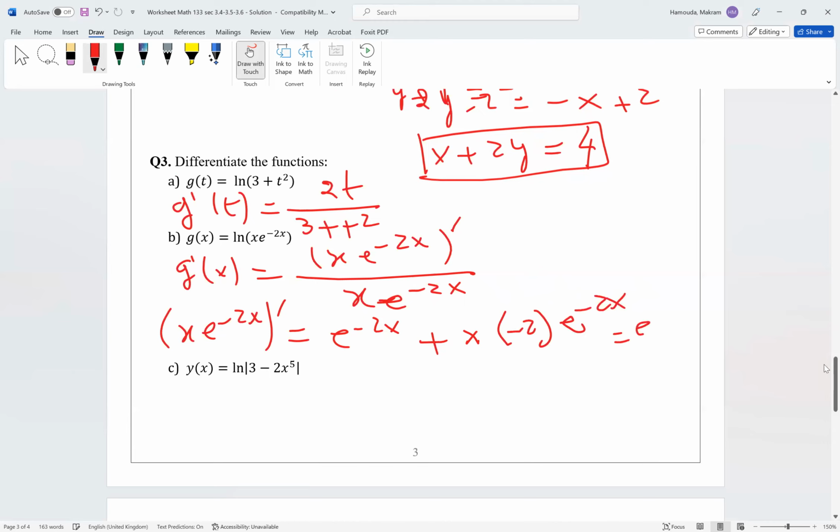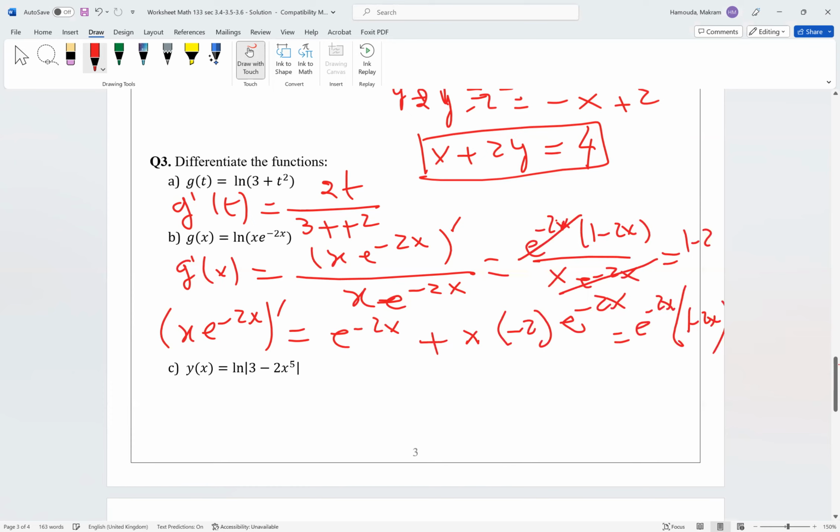So in the end, it's e to the minus 2x as a common factor, times 1 minus 2x. Plug this into the result, and that's it. e to the minus 2x times 1 minus 2x over x e to the minus 2x. There is a simplification by e to the minus 2x, and the result is 1 minus 2x over x. That's also a little obvious, because you can modify the function g of x before doing the derivative.